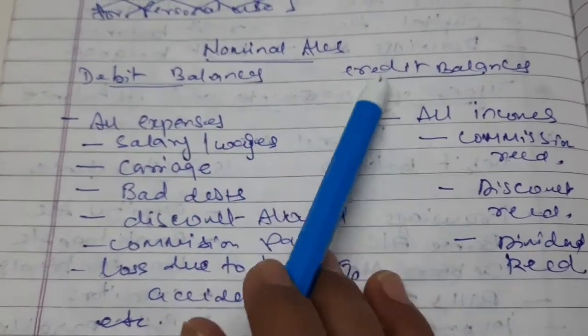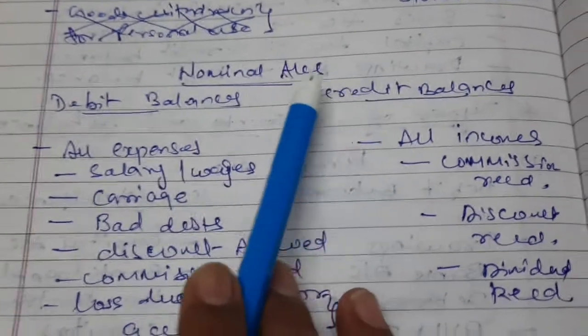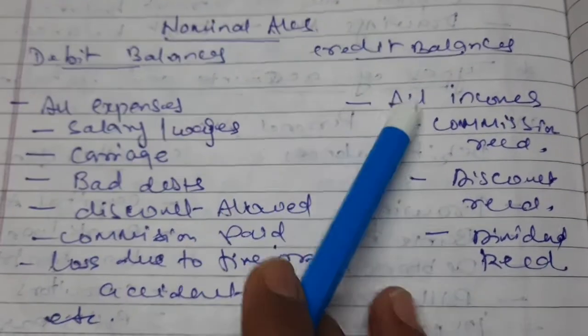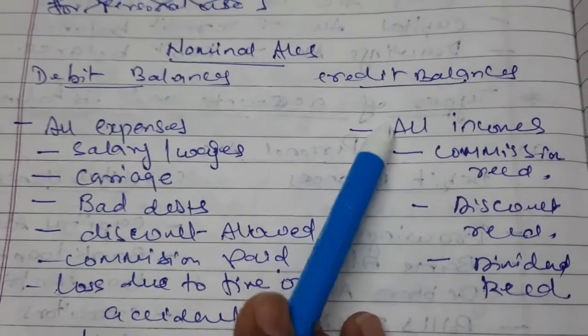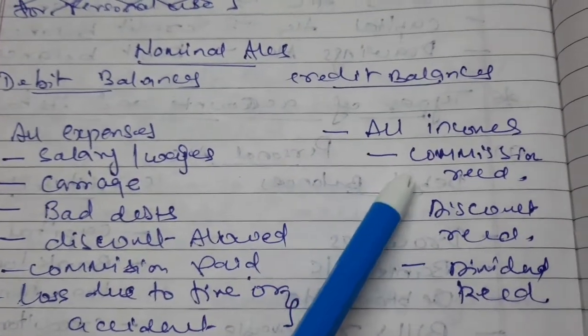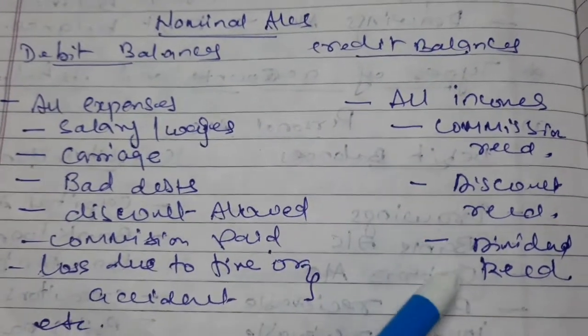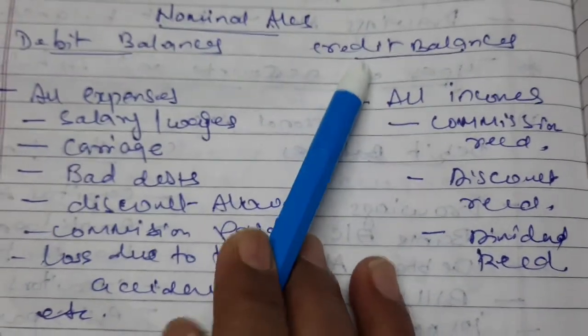And similarly, what will be the nominal accounts having a credit balance? They will be exactly the opposite of the expenses. Any kind of income will have a credit balance, such as commission received, discount received, dividend received, any other income received will always have a credit balance.